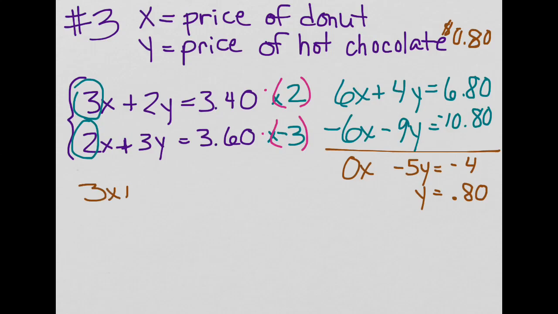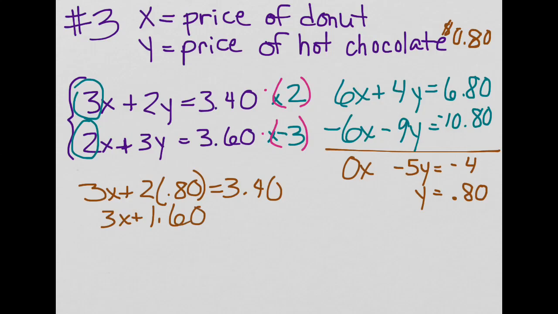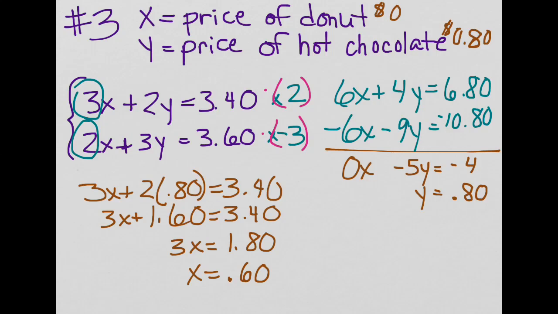So 3 times x plus 2 times 80 cents equals $3.40. 2 times 80 is $1.60. And so everything else here is still the same. And I'm going to subtract $1.60 from each side, so I get that 3x equals $1.80. Divide both sides by 3, x equals 0.6, or remember this was 60 cents. Does that make sense for this problem? Yes, a donut could absolutely cost 60 cents.